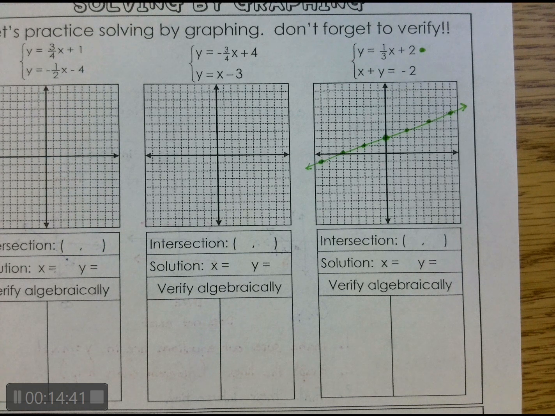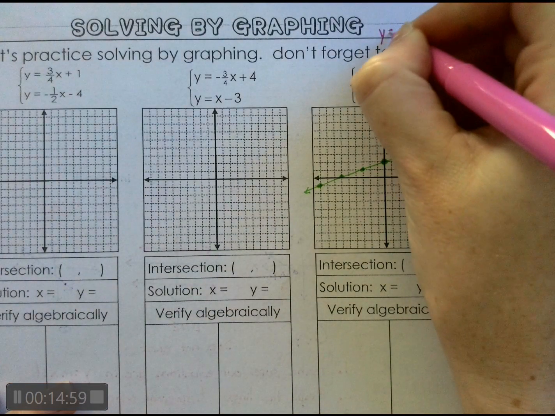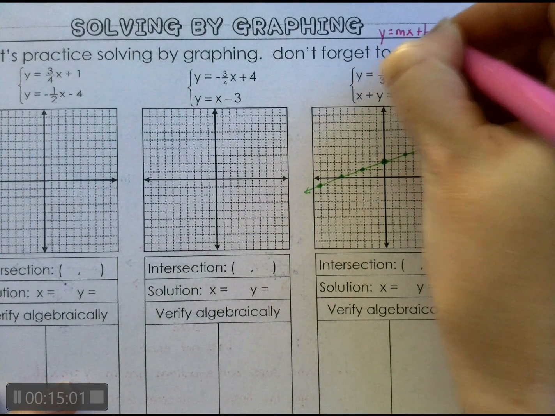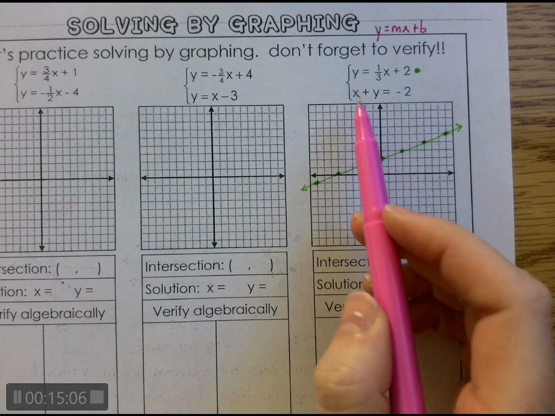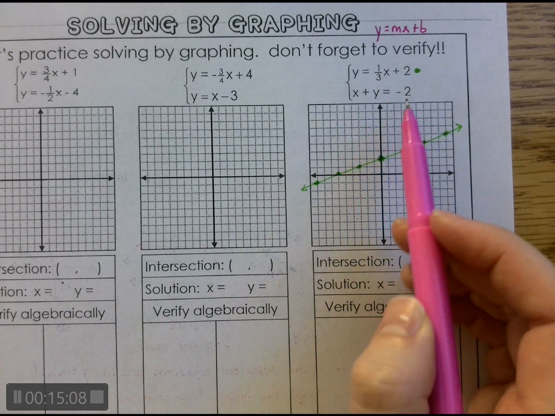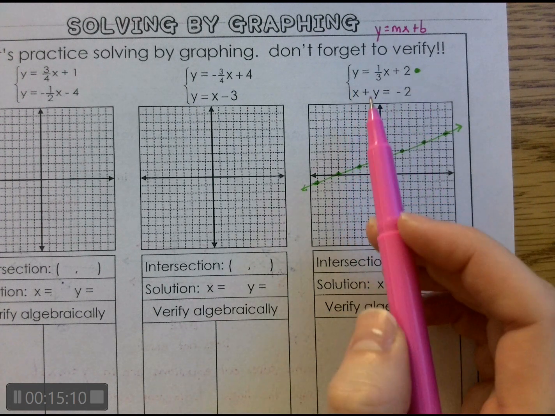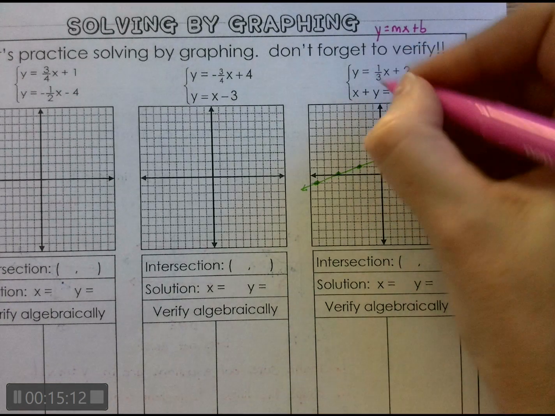Alrighty, our next equation is a little bit tricky because this is x plus y equals negative 2. If you remember on our previous page, we said to make sure that our equation was in the form y equals mx plus b. And this is not in our proper form. So we have to change this around a little bit, and we need to solve for y.